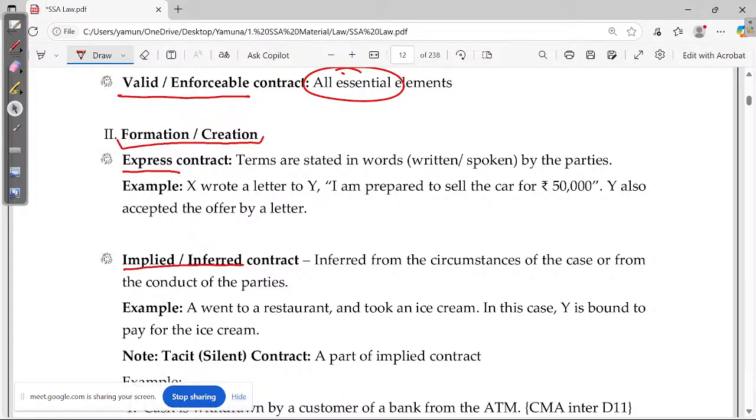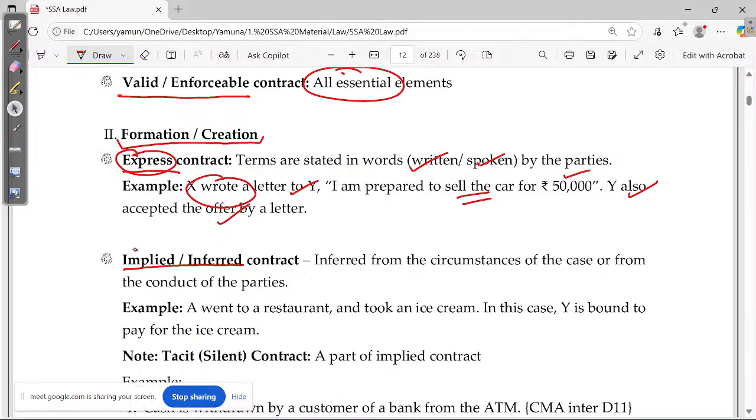What do we mean by express contract? It means actually spoken out, written or spoken. You send a mail, and it happens as an e-contract. X wrote a letter to Y: I am prepared to sell the car for 50,000 rupees. See, he's writing in letters. In the latest period, because of technological development, we may be mentioning this as a mail. Y also accepted the offer by a letter. It's a valid contract, and this contract is named as an express contract.